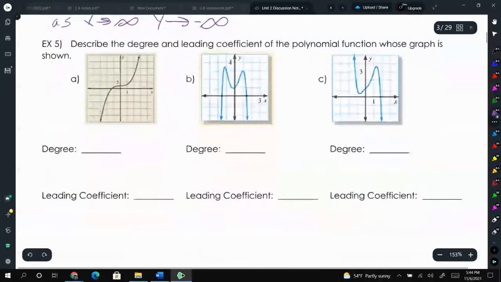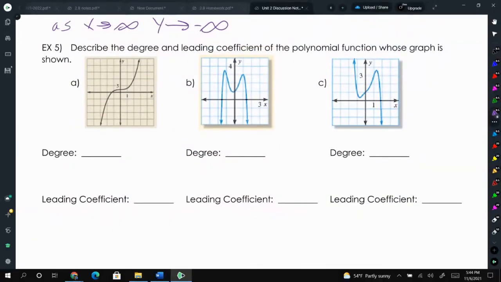Now with example number 5 down here, we're going to look at the graph and determine is the degree even or odd, and is the leading coefficient positive or negative. So that is something that students get mixed up with a lot. When we're looking at the degree, we don't care really what the number is right now. We look at the degree and determine is it even or odd. Leading coefficient, we don't really care what the number is. We just care is the leading coefficient positive or negative.